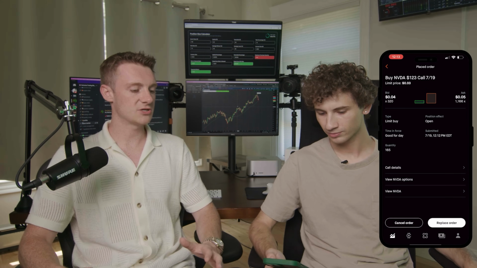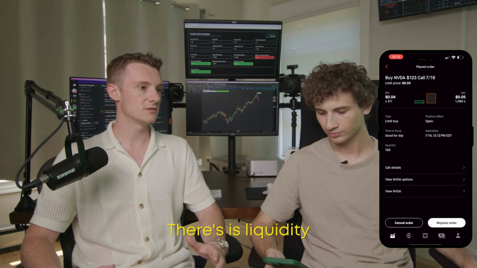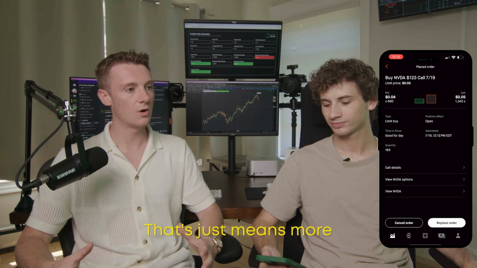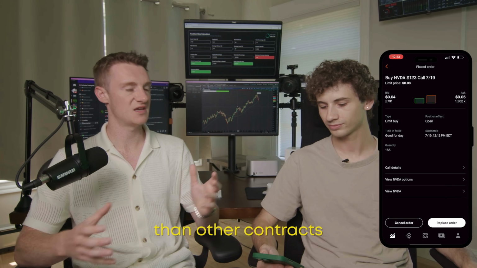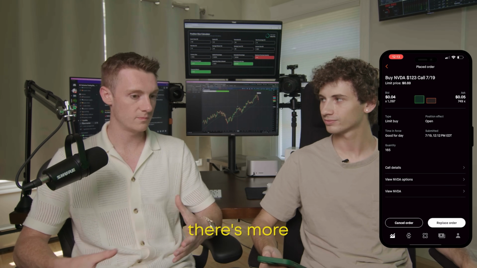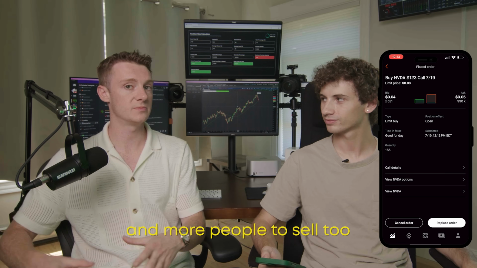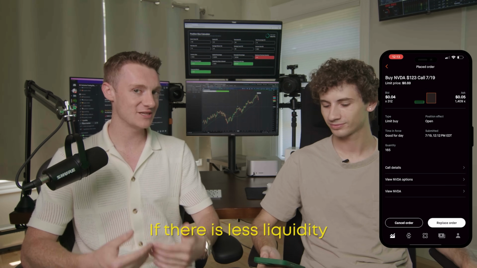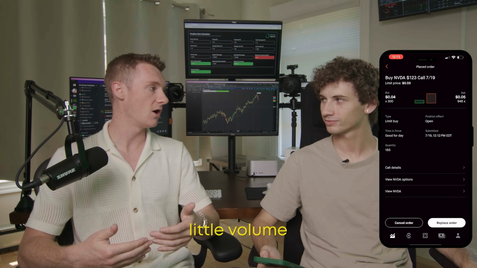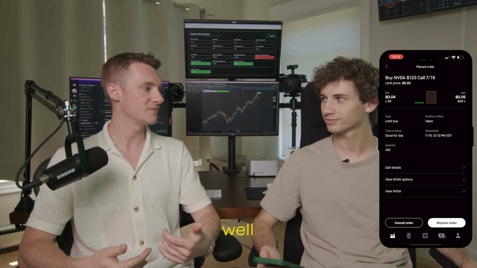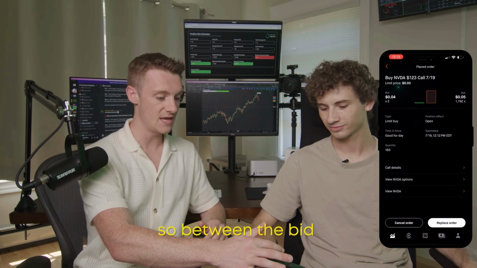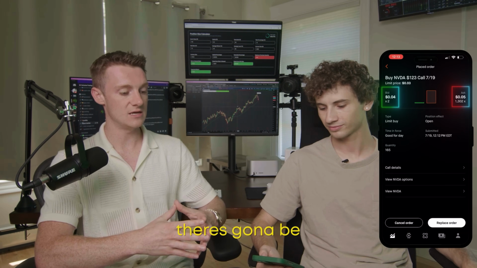And this is very important actually when it comes to options. There's liquidity, more or less liquidity, behind the contracts. That just means more people are trading some contracts than other contracts. And if there's more people trading a set of contracts, there's more liquidity. There's more people to buy from and more people to sell to. If there's less liquidity and not a lot of people trading contracts, that would be referred to as having little volume or open interest. Well, you're gonna deal with essentially a larger spread. So between the bid and the ask, there's gonna be more space.